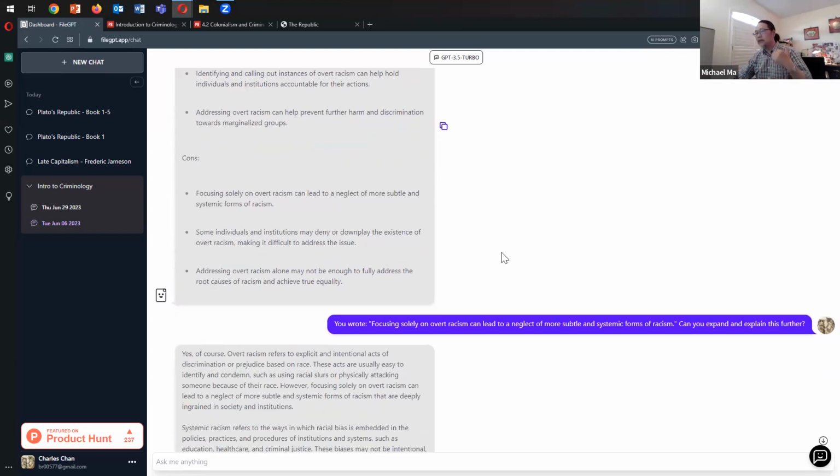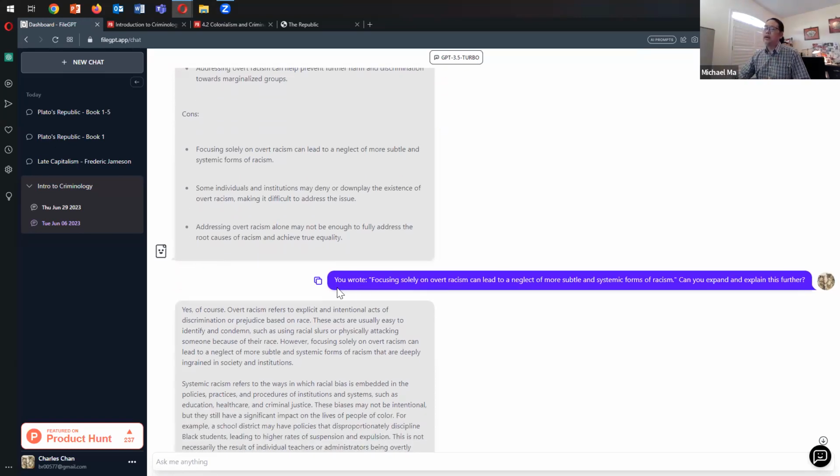But I do think that mediation really is more valuable if you've read the text, because then FileGPT, or this interface to the document, can actually help reveal things that you might not fully understand, and you'll be able to ask more pertinent questions. So I asked, you wrote, quote, focusing solely on overt racism can lead to neglect of more subtle and systemic forms of racism, end quote. Can you expand and explain this further?